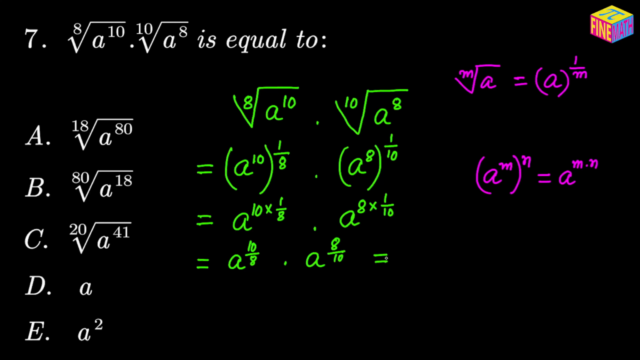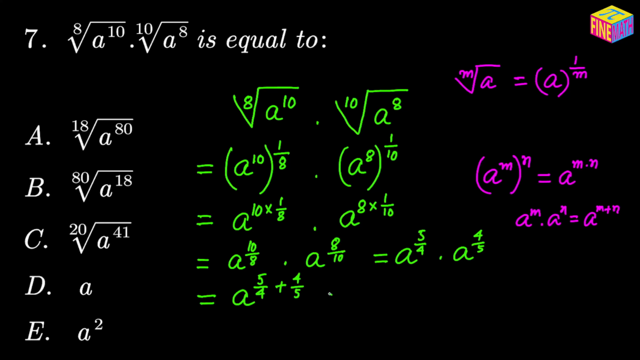And if we simplify a little more, a to the power 10 over 8 would be a to the power 5 over 4, times a to the power 8 over 10, which would be 4 over 5. Then we use the next property of exponents, which says that a to the power m times a to the power n is equal to a to the power m plus n. That's the property we're going to use now. So this will become a to the power 5 over 4 plus 4 over 5.